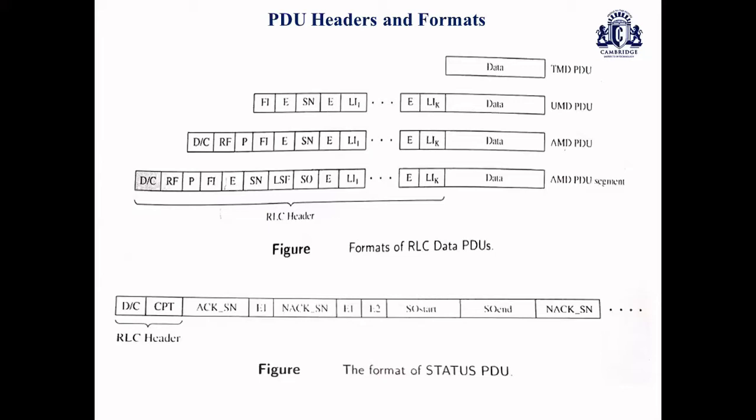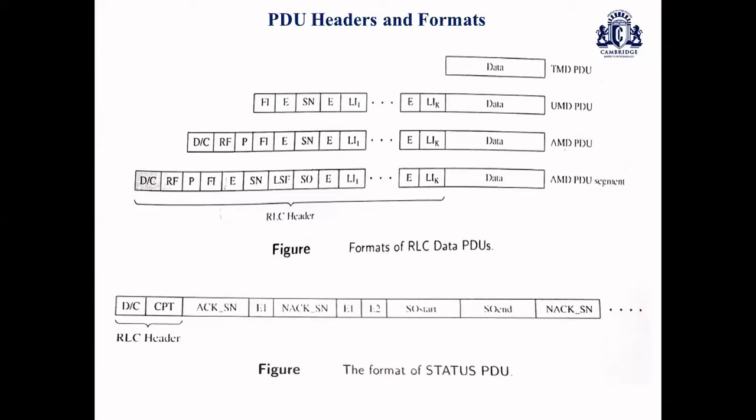So when we look at the formats of RLC PDU in the structure, we talk about TMD PDU on the top, which consists of only the data field. No RLC header is added here. UMD PDU and AMD PDU have different RLC headers, but they contain common fields: the FI, LI, and E fields as well as the SN field.